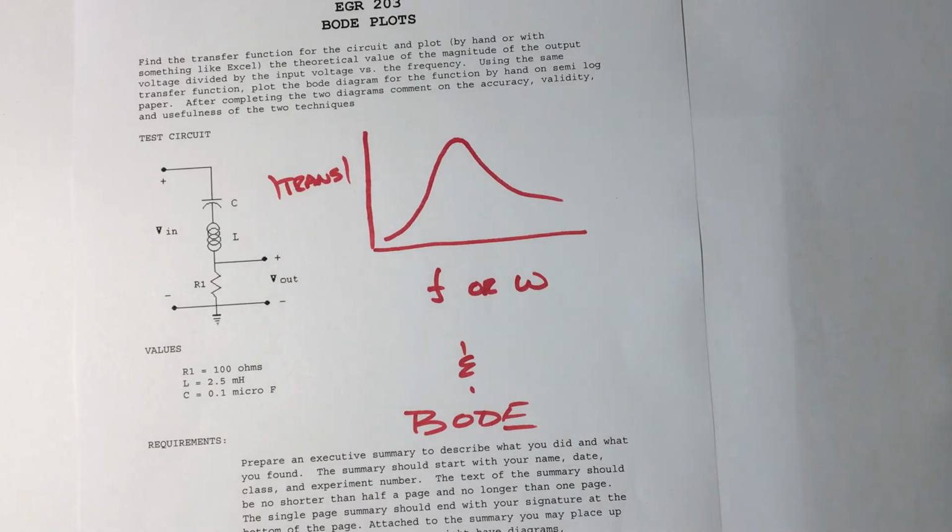Other than that, this lab is pretty straightforward. You'll obviously write your executive summary like you've been doing, and you've been doing a great job of that, and show your 2 plots and then comment on the validity of them and advantages and disadvantages of them, and you got it wrapped up and you're done.